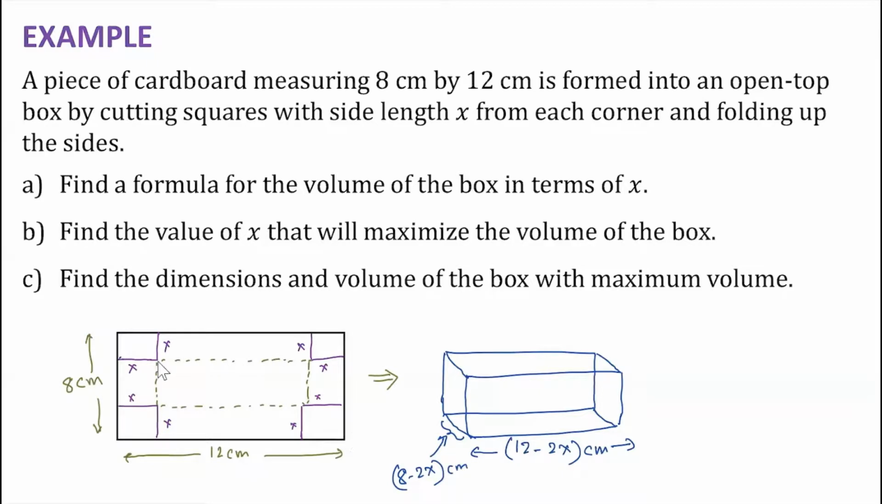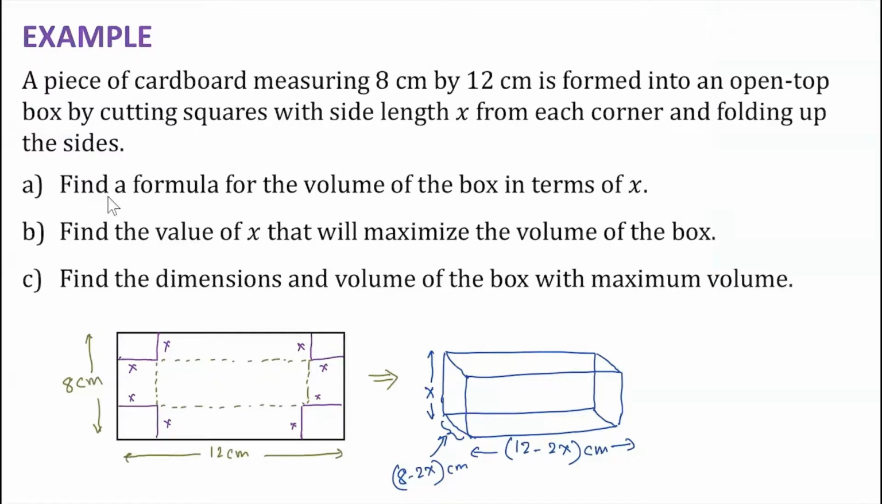And the height, you are folding this piece, this piece, this piece, this piece. Each of them has a height of x. So the height of the box is x. So that is the meaning of that first sentence. A piece of cardboard measuring 8 centimeter by 12 centimeter is formed into an open top box by cutting squares with the side length x from each corner and folding up the sides.